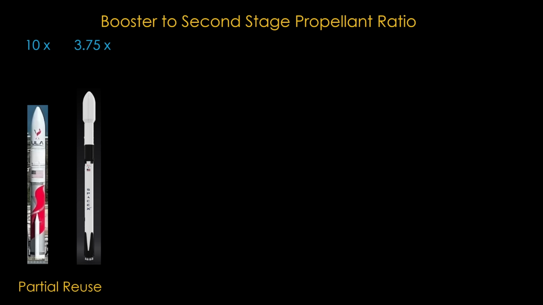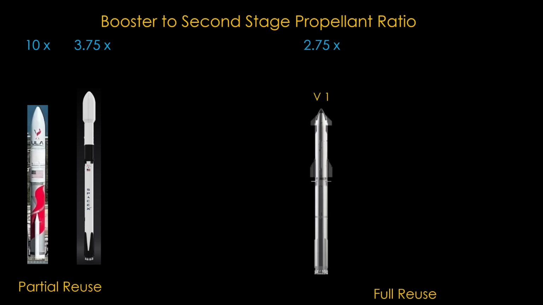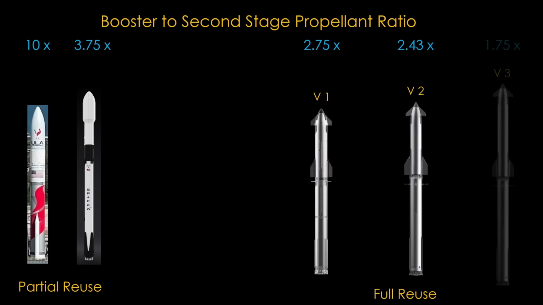What do we get for Starship? The current version 1 Starship has a ratio of only 2.75 times. It pushes much more of the work on the second stage than Falcon 9. This continues with the version 2 Starship, which reduces the ratio to 2.43 times, and the version 3 Starship, which reduces it all the way down to 1.75 times. How much will that affect staging time?